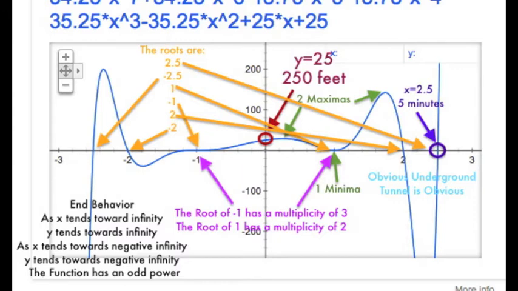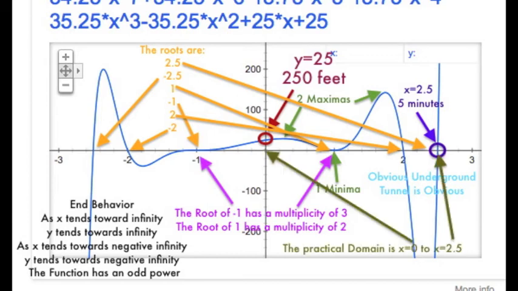The end behavior of the graph is as follows. As x tends to infinity, y tends to infinity. As x tends to negative infinity, y tends to negative infinity. This function has an odd degree. The practical domain is x equals 0 to x equals 2.5.